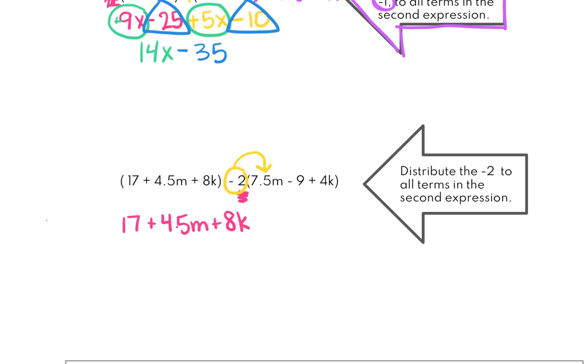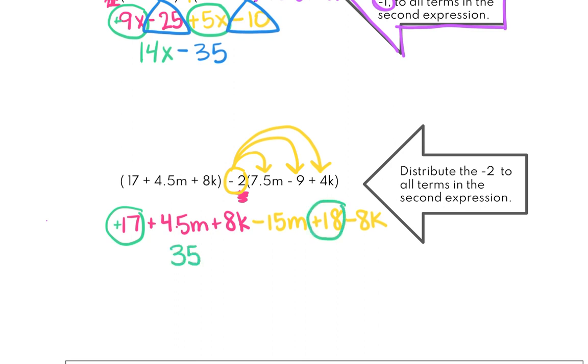So -2 times 7.5m is -15m. -2 times -9 is positive 18. And then your -2 times your 4k is -8k. Now it's time to combine like terms. We will take the 17, which is positive, and the 18, so that's going to be 35.